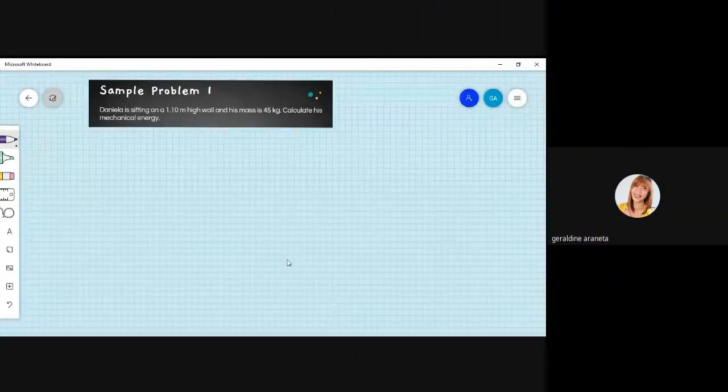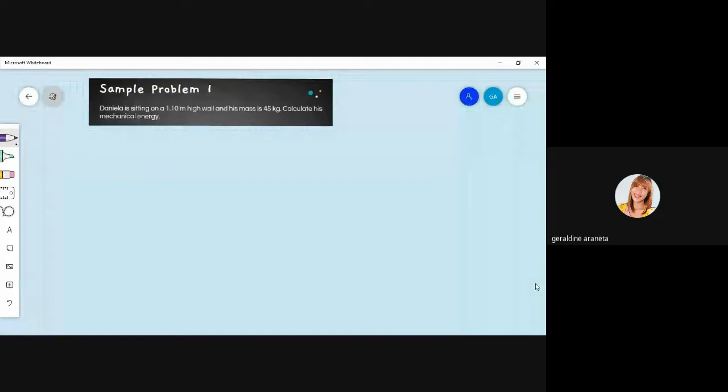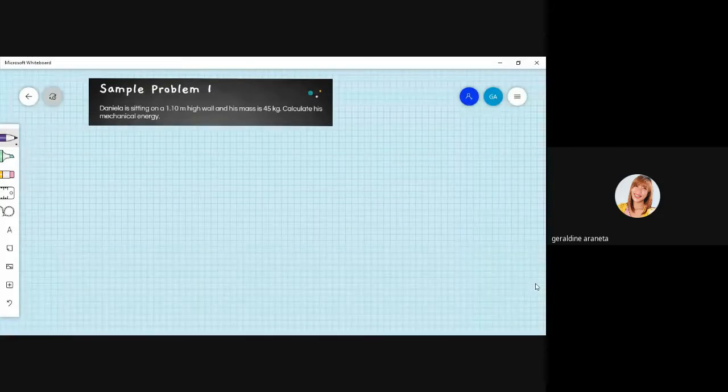Okay, let's have this first problem. Daniela is sitting on a 1.10 meter high wall and his mass is 45 kilograms. Calculate his mechanical energy. So same process, let's have GRESA. For the given, we have the height of 1.10 meters and the mass is 45 kilograms. So we are asked to calculate this mechanical energy.